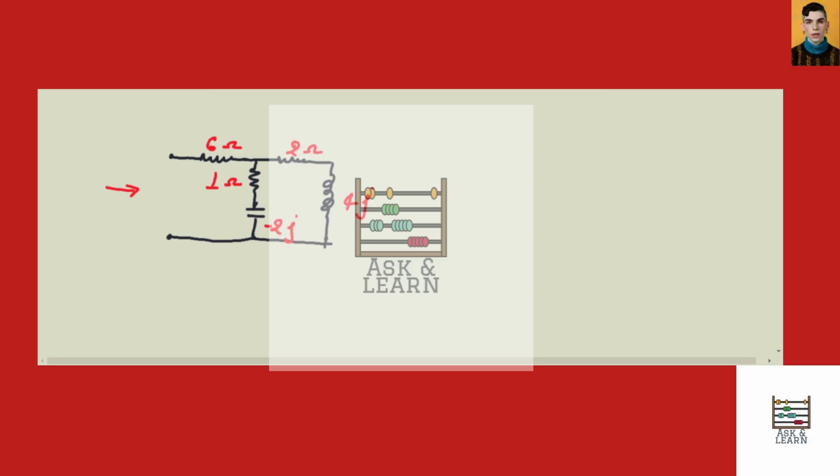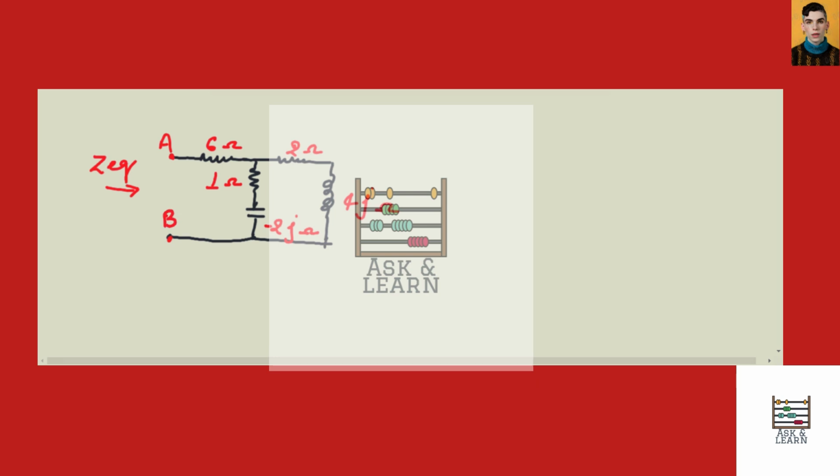So in this problem, we have to find the Z equivalent across these 2 points. The given values are shown over there: this is 4J ohm and this is minus 2J ohm, right? We have to find the equivalent impedance across these 2 points. Let's suppose this is point A and this is point B. So we need to find the Z equivalent.